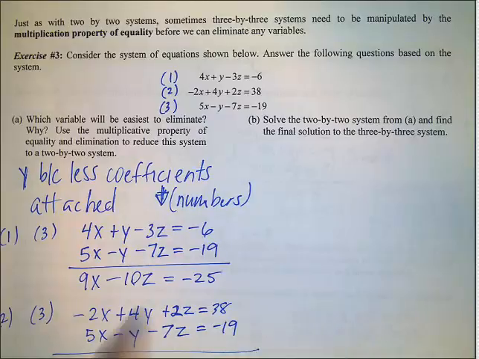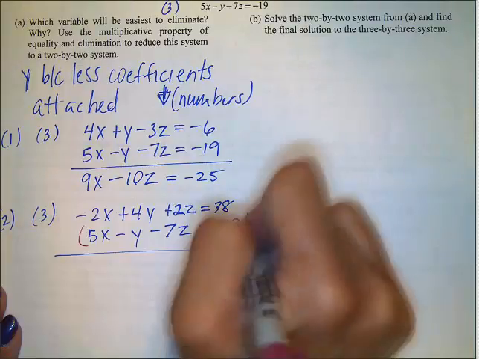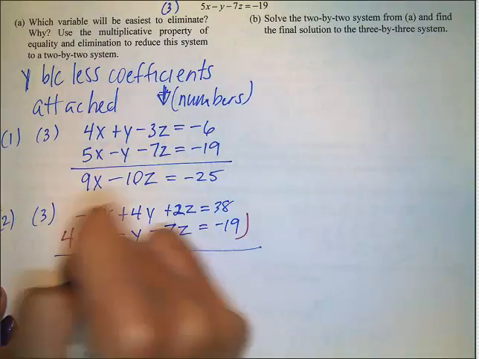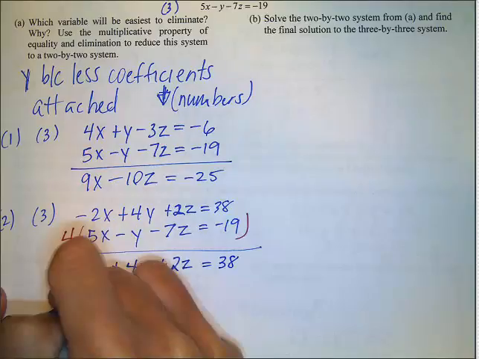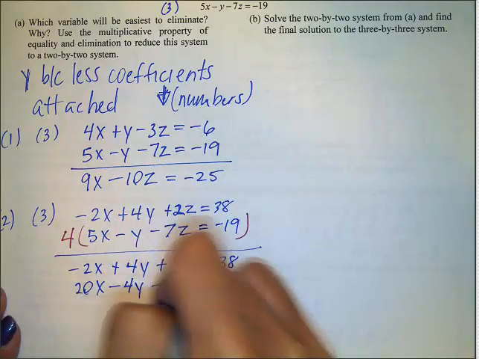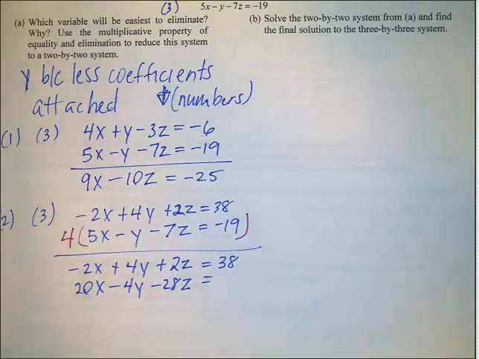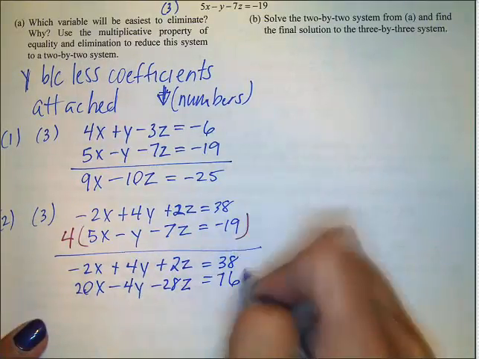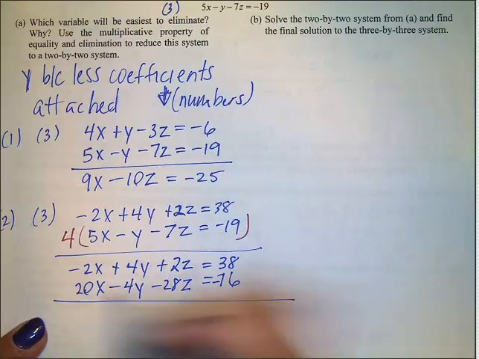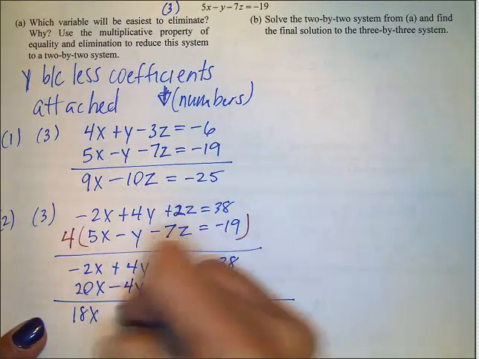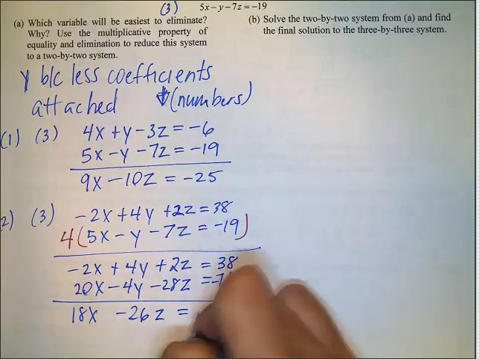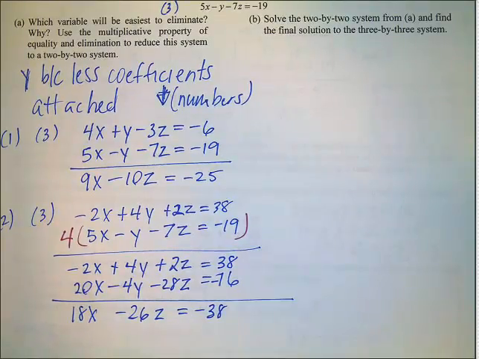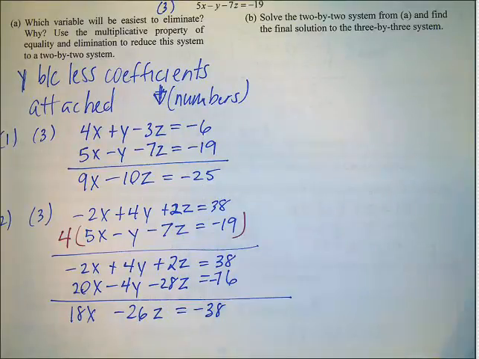I cannot add them. They will not disappear or eliminate. I must multiply this one by 4. So -2x plus 4y plus 2z equals 38. 20x minus 4y minus 28z equals -76. So now 18x, y's cancel, minus 26z equals -38. So now I can use this one and this one to solve the 2x2.